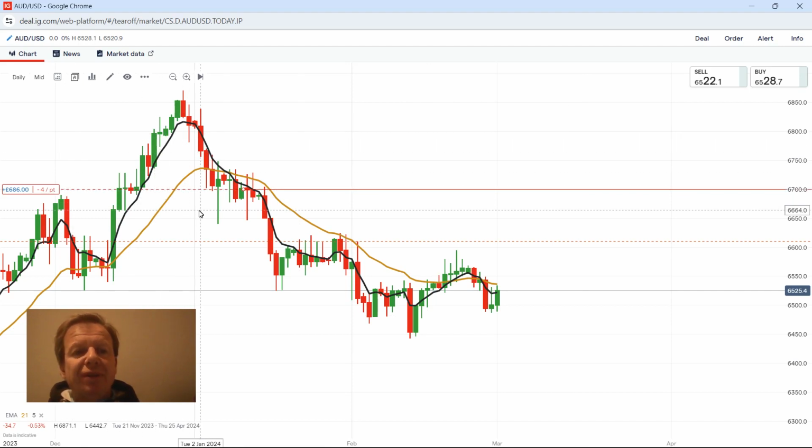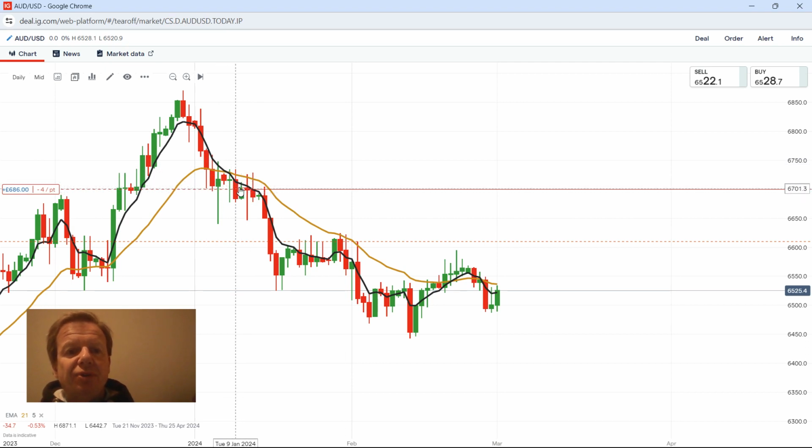And on here I've plotted two moving averages. So the gold line is the longer term moving average, and the black line is the shorter term moving average. Now when this black line crosses the gold line, so when the shorter term moving average crosses the longer term moving average, which it has here, this is when I got into the trade. So this is when I sold the Aussie dollar against the US dollar.